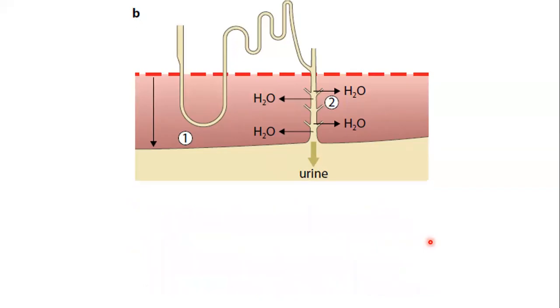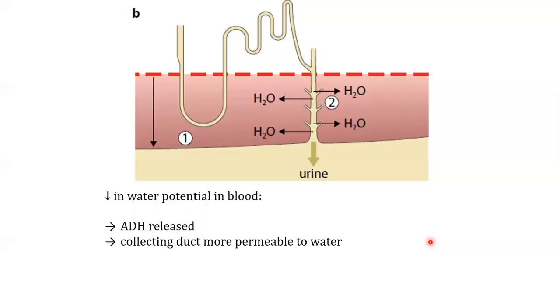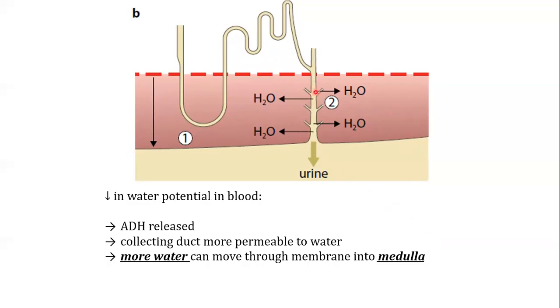Now, how does it happen? When there is a decrease in water potential, ADH is released, causing the collecting duct to be more permeable to water. So water can move through the membrane, enters the medulla and back into the blood. That makes the urine have a smaller volume, and it becomes more concentrated.